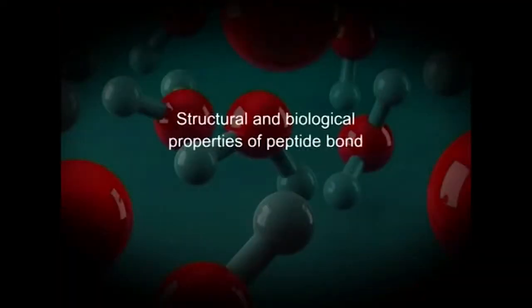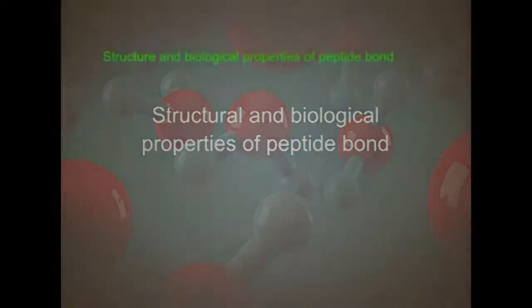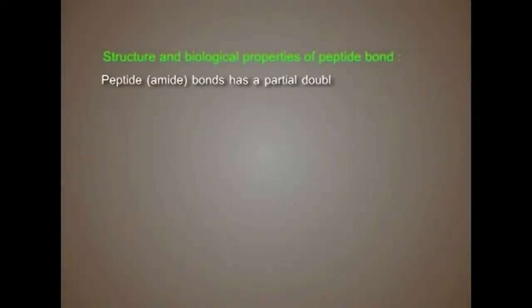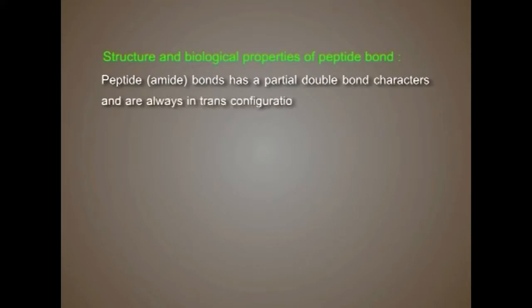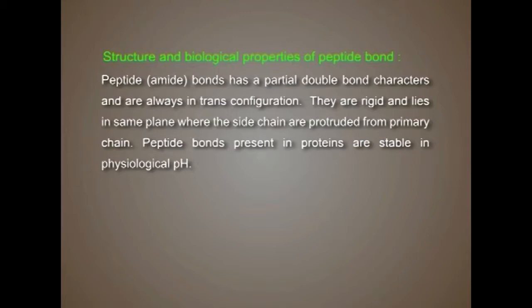Now, structural and biological properties of the peptide bond. The peptide or amide bond has a partial double bond character and is always in a trans configuration. They are rigid and lie in the same plane, where the side chains protrude out from the primary chain. Peptide bonds present in proteins are stable at physiological pH.